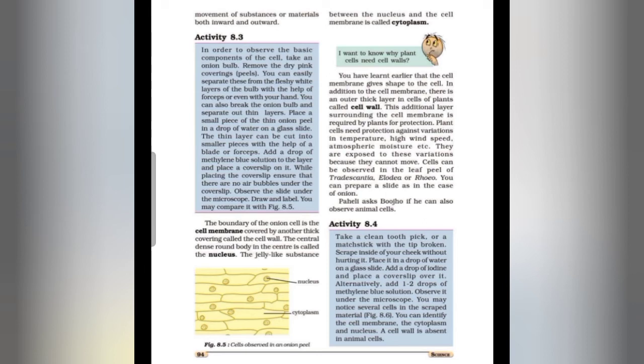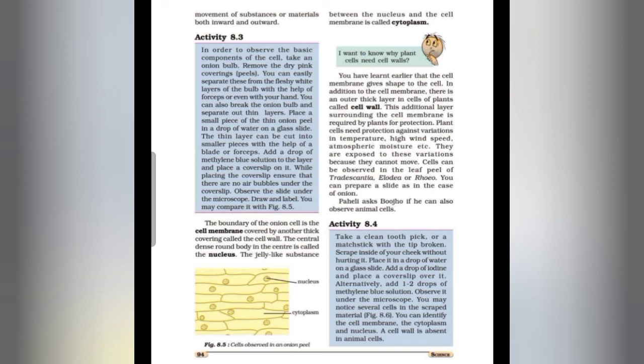Cells can be observed in the leaf peel of Tradescantia, Elodea and Rhoeo. You can prepare a slide as in the case of onion. So you can make the slide of Rhoeo also, as we have made the slide of onion peel, and you can observe these components in the slide of Rhoeo also.